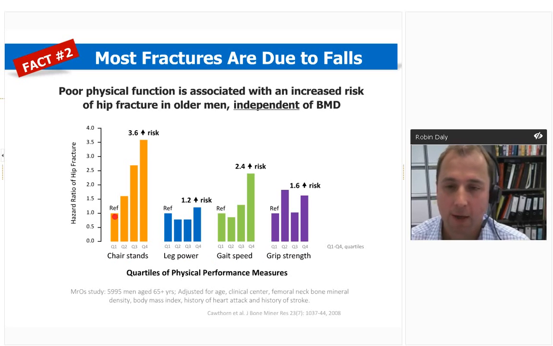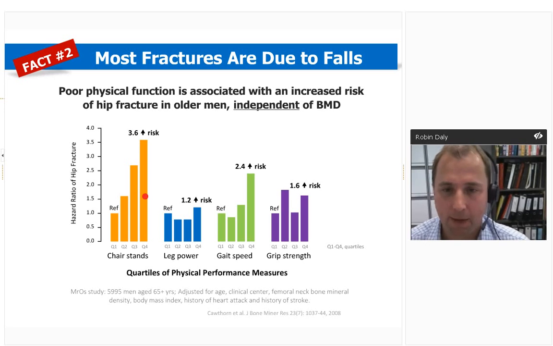So what you can see here, for those who had the poorest muscle function, they had about a 2 to 3 or 4-fold increased risk of having a hip fracture, regardless of what their bone density is. So just keep that in mind. People know that bone density increases your risk of having a hip fracture. But this shows that if you've got impaired muscle function, it doesn't matter what your bone density is, if your function is really poor, you have an increased risk of having a hip fracture.